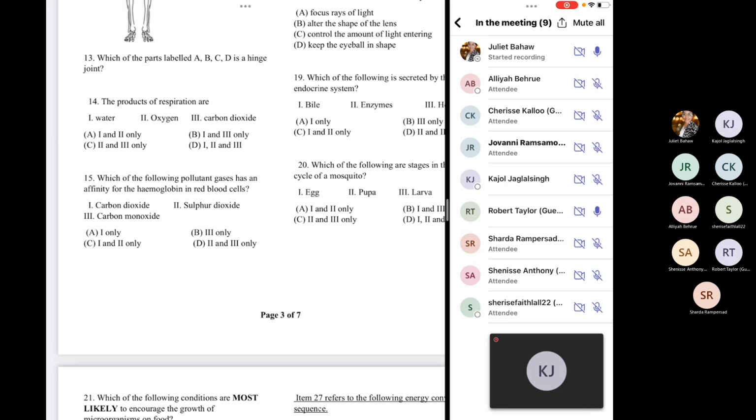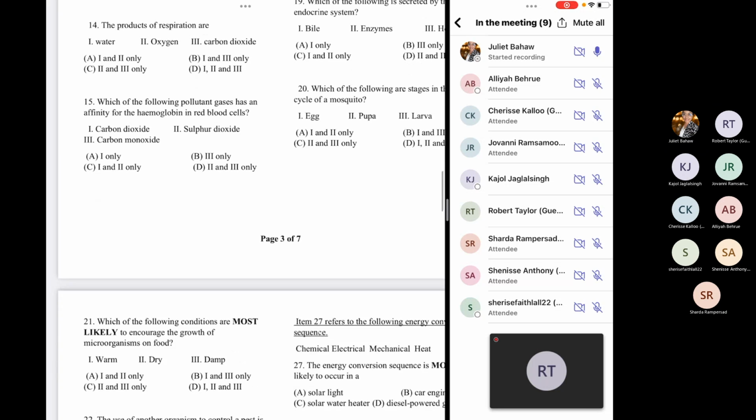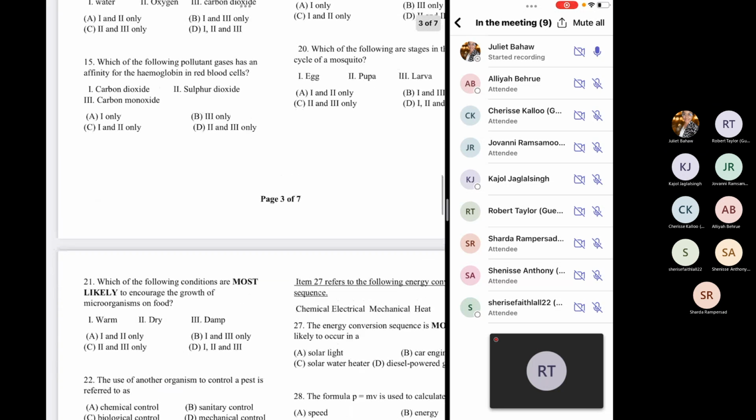Next person. The products of respiration are, I put B. Yes. Well, not oxygen. Remember, oxygen is a reactant, not a product. You use oxygen to break down glucose to be water and carbon dioxide. B. Sharda, 15.